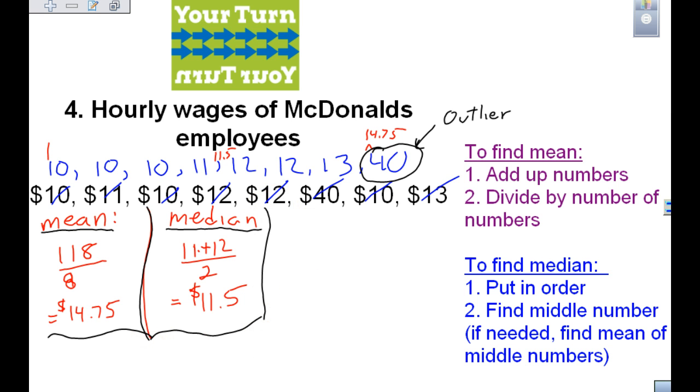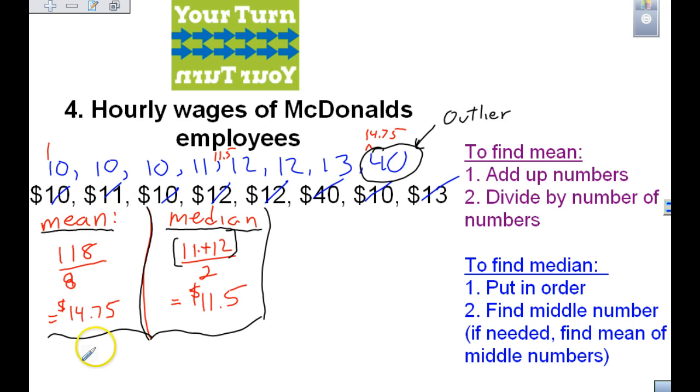That's probably the most important thing for today, about which one to use and how do you know when to use it. Anytime you have outliers, median will take care of that. Median, as you can see, only used the middle two. It didn't use the 40 in the calculation, so it's not throwing it all off, but mean uses everything. So if there are no outliers, if there's just a bunch of numbers, average or mean is pretty good. It's easier to do. You just add and divide.